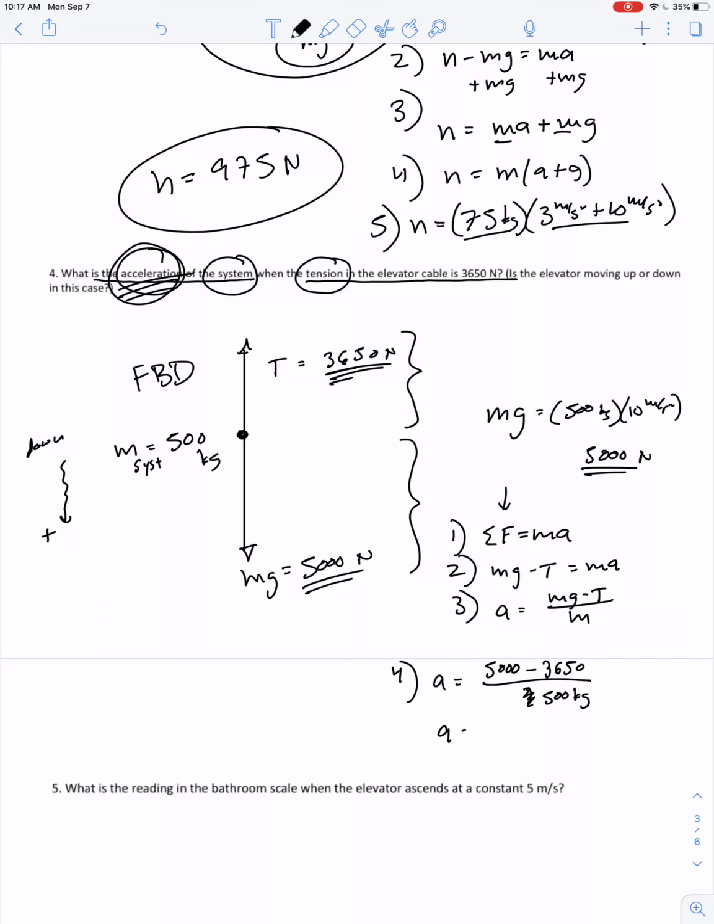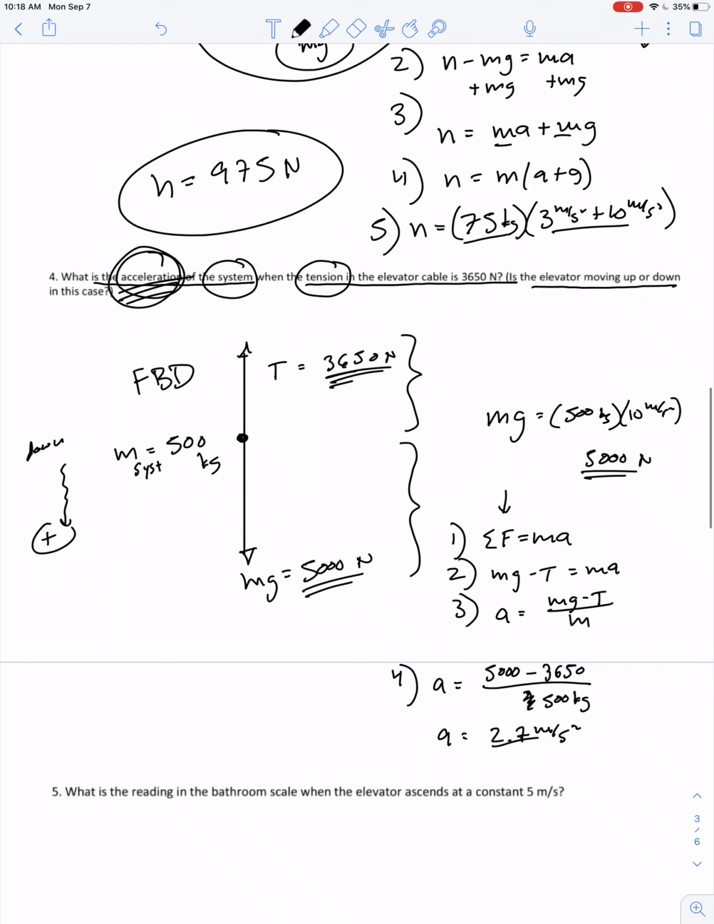And this gives us an acceleration of 2.7 meters per second squared. Now, notice our answer comes out positive, and positive means down, so he's accelerating downward. Now there was an additional question. Is the elevator moving up or moving down? You might think that, oh, the answer came out positive, down is positive, so it's moving downward. That's not necessarily the case.